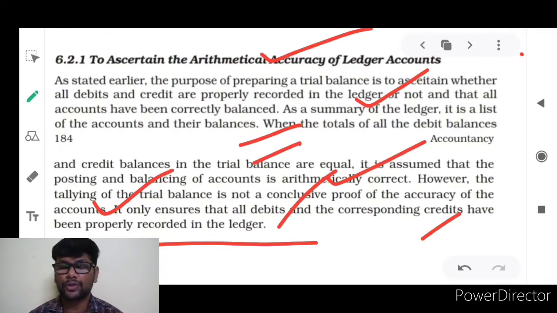But we cannot immediately know that all the entries are recorded and tallied perfectly. Even if it is tallied, many mistakes may be left inside. Errors of principle, errors of omission, errors of commission are there. We will study about them later. Some errors may be revealed by the trial balance, some will not. About that we will discuss later.